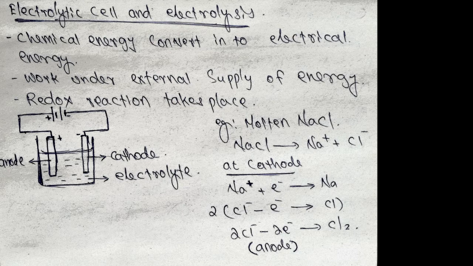So at the cathode, reduction takes place. At the anode, oxidation takes place. So the overall reaction is a redox reaction. Redox reaction means there is reduction and oxidation.